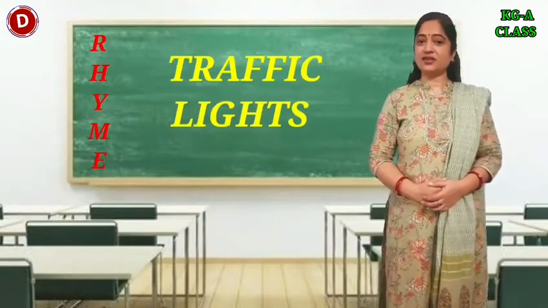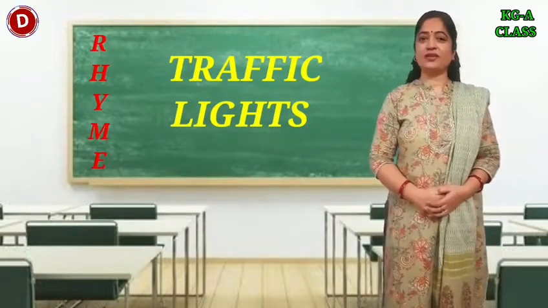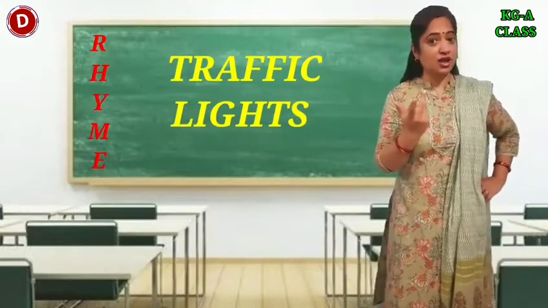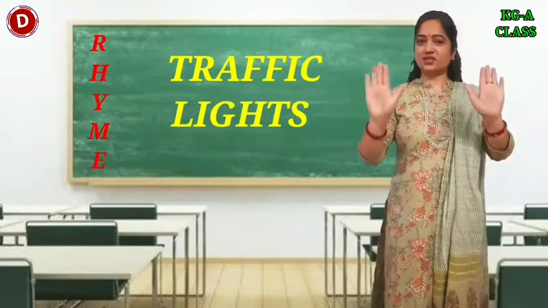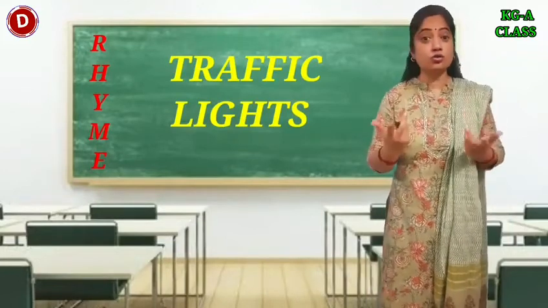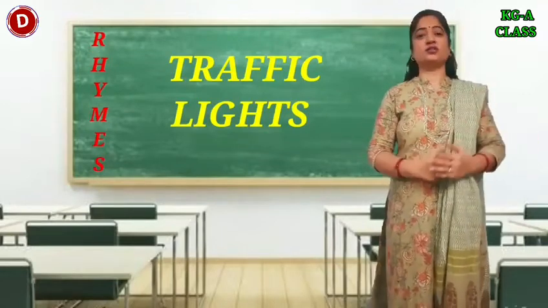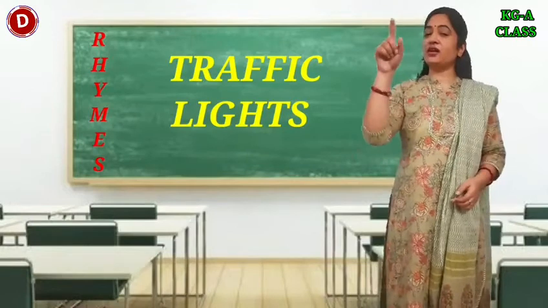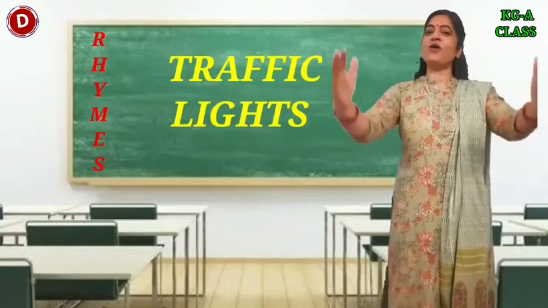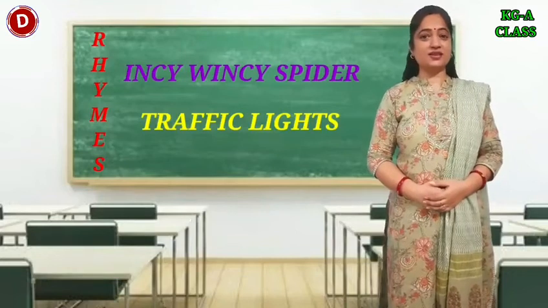Now let's practice our second rhyme, which is traffic lights. Good morning. The title of my poem is Traffic Lights. Red light, what do you say? I say stop, stop, stop right away. Yellow light, what do you mean? I mean wait till the light goes green. Green light, what do you say? I say go right away. Thank you. In this way, children, you have to practice these both rhymes.